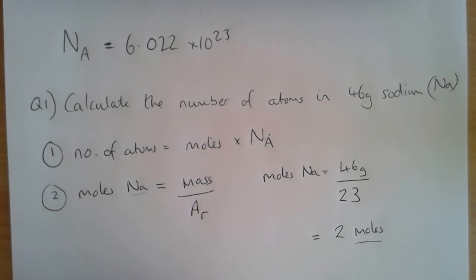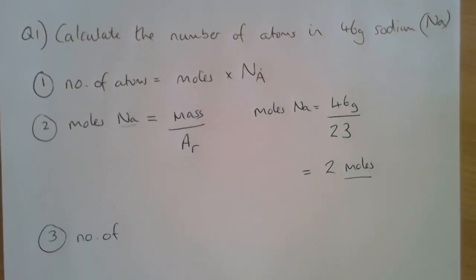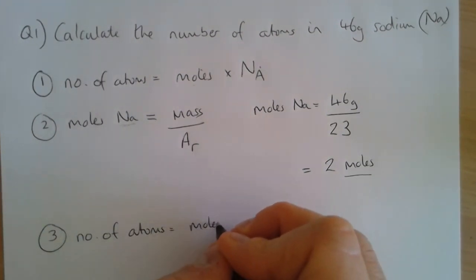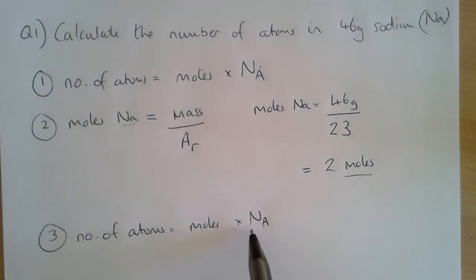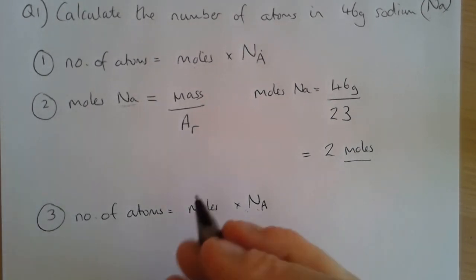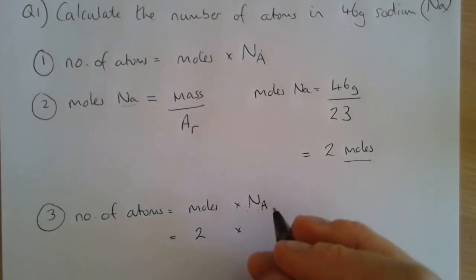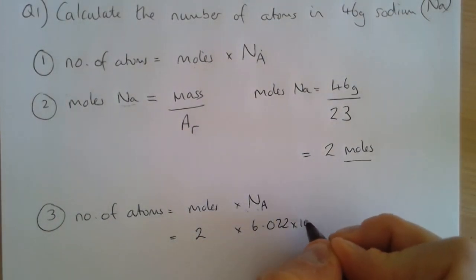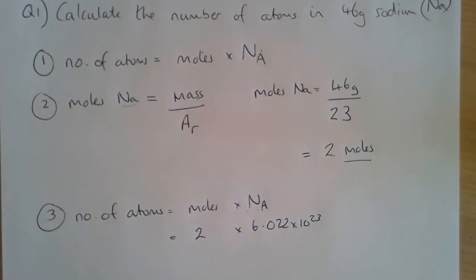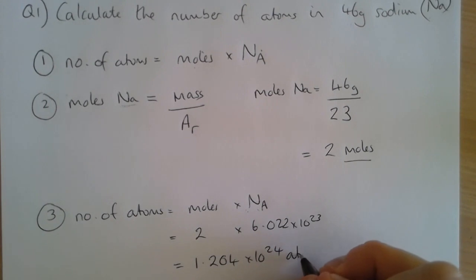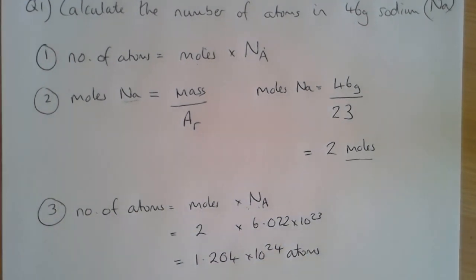I'm just going to write that equation out one more time, just to show what we're doing. So the number of atoms is equal to the moles multiplied by the Avogadro constant. Remember this time that's a different symbol to the symbol for the element. So let's substitute the numbers in. We've calculated the number of moles as 2. We know that the Avogadro constant is always 6.022 times 10 to the 23, which gives us a final answer of 1.204 times 10 to the 24 atoms. And that's in 46 grams of sodium.